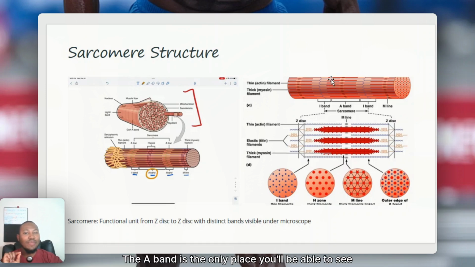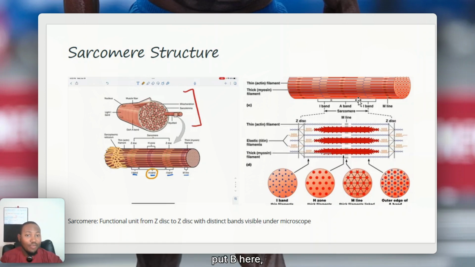The A band is the only place you'll be able to see what? Myosin. There's a cross link in between myosin and actin in this area. Now, the actin stopped somewhere here. Another actin stops here. Another one stops here. In between these two areas where you see only myosin, we call it what? The H zone. In the middle of the H zone, we have the M line. You must know these things, because in the exam, they can give you this diagram.